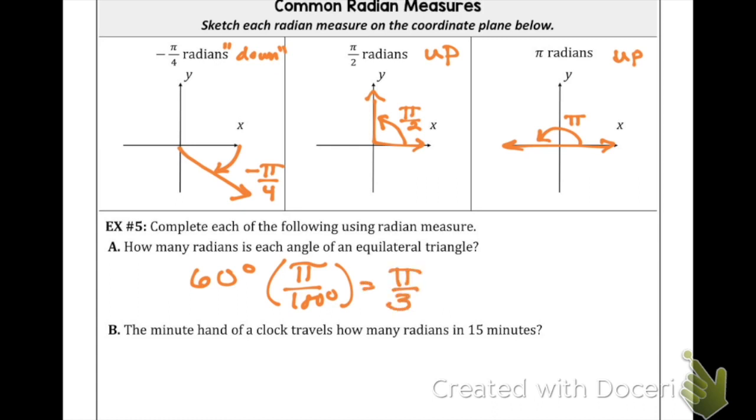The minute hand of a clock travels how many radians in 15 minutes? Well, 15 minutes, so we're starting here, going here. So that'll be 90 degrees. So 90 degrees times pi over 180 is equivalent to half a pi.